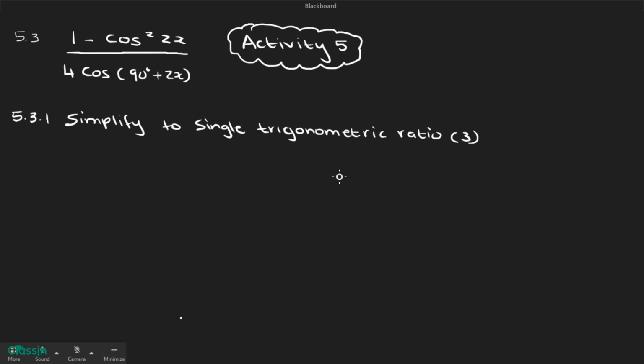Okay, here we have activity number 5. We are given 1 minus cos squared 2x, all over 4 cos of (90 degrees plus 2x). They say simplify to a single trigonometric ratio for 3 marks. So we need to work this out so that we generate a single ratio.